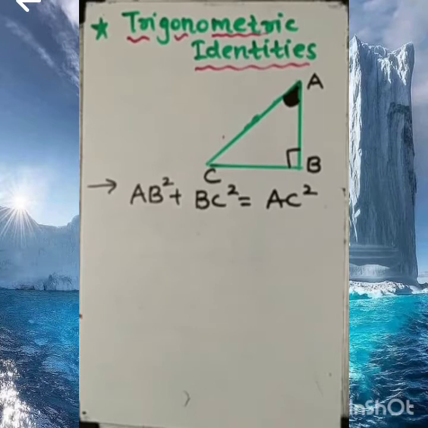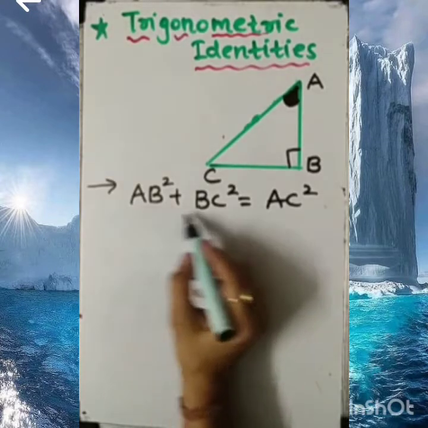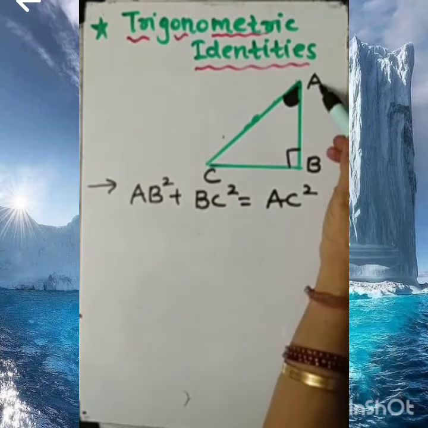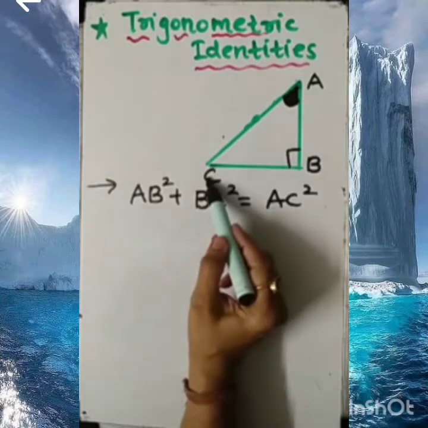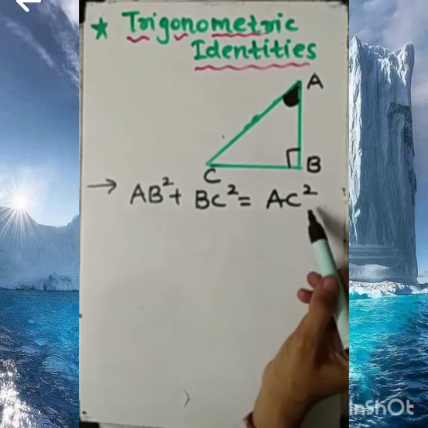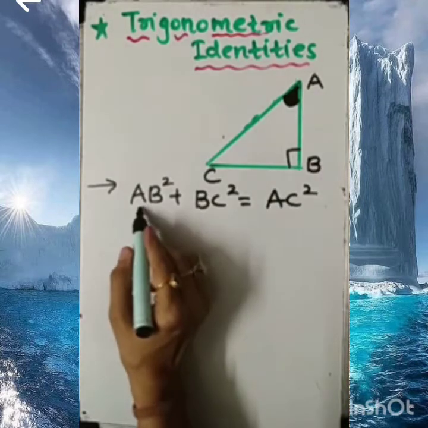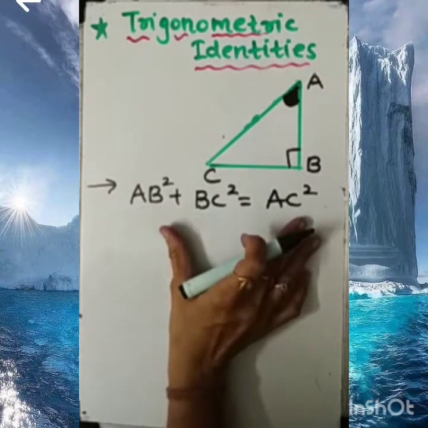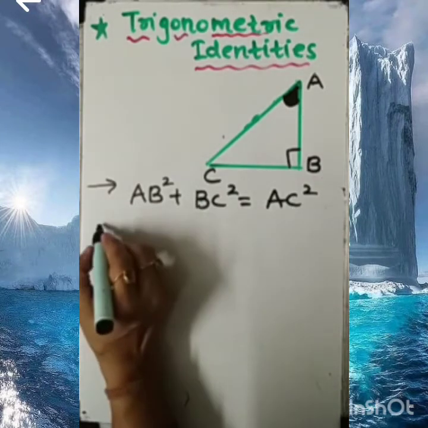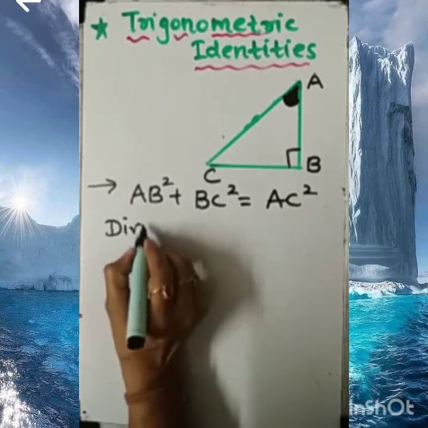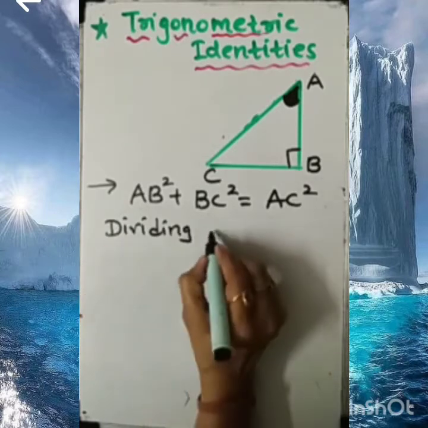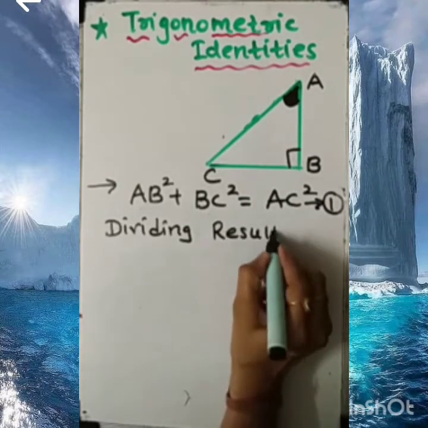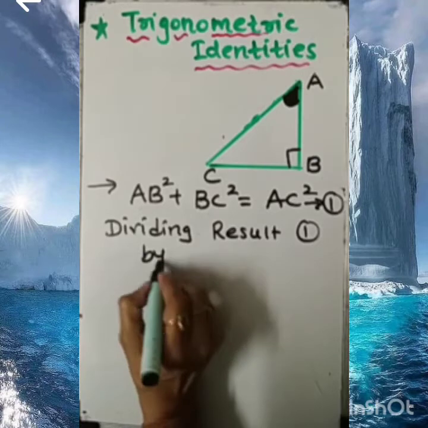So my dear student, here this result is already with us. This we know very well. This is the result of Pythagoras: AB square plus BC square equal to AC square. As the first time we divided this by AC square, this time we are going to divide it by AB square. So I am mentioning here, dividing result 1, which was already a result, by AB square now.